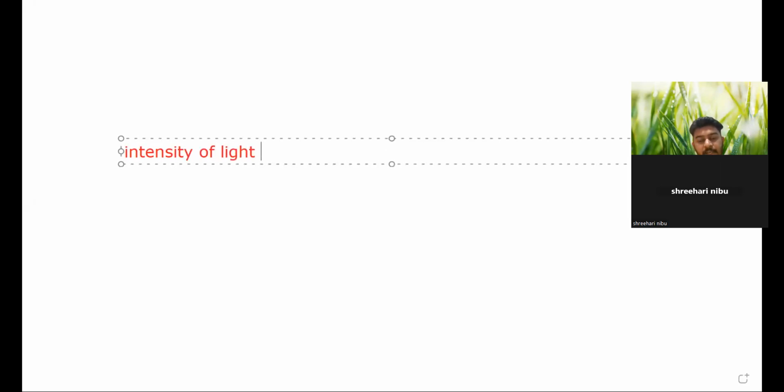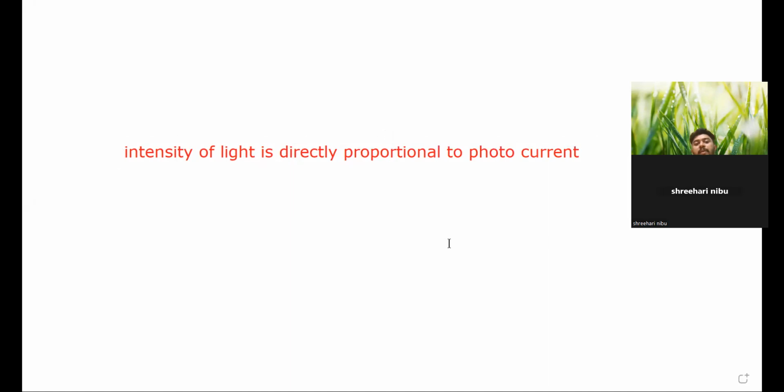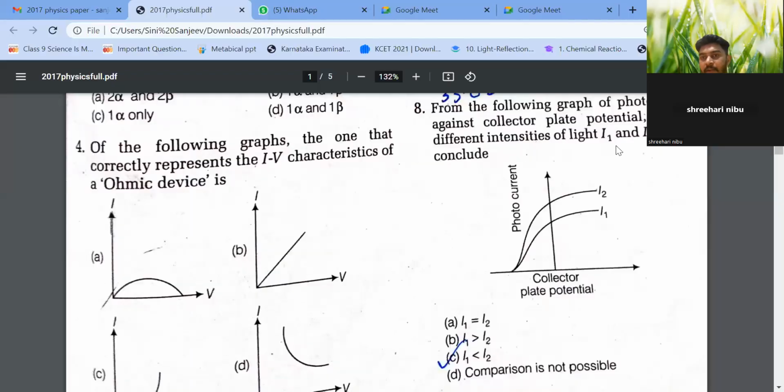So just think of the real-time example. I think you are clear with this. Can you write it down? So if the intensity of light increases, what will happen? Photocurrent increases. Now let's come back to the question. With this knowledge, I think you can do it.